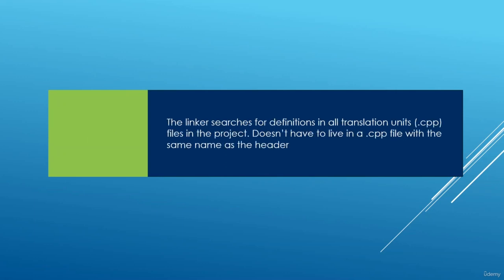Another thing is that you know that your definition can really live anywhere in your code. The linker is smart enough to parse your entire project looking for the definition for whatever function it found in your source code, and it's going to keep looking until it finishes looking in all translation units, and when it doesn't find the definition, it's going to give you a linker error, which is probably going to say undefined reference to something, and we're going to see an example of this in a minute.